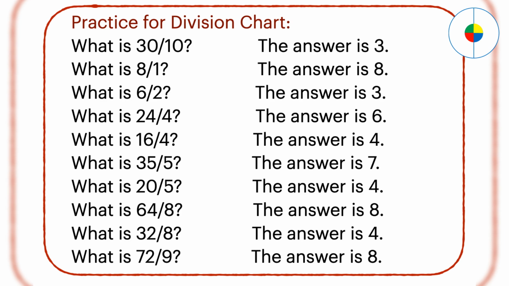What is 35 over 5? Any number divided by 5, double this number, then remove the ones position. 35 plus 35 equals 70. You remove 0 from the ones position, the answer is 7. What is 20 over 5? Any number divided by 5, double this number, then remove the ones position. 20 plus 20 equals 40, you remove 0 from the ones position, the answer is 4.